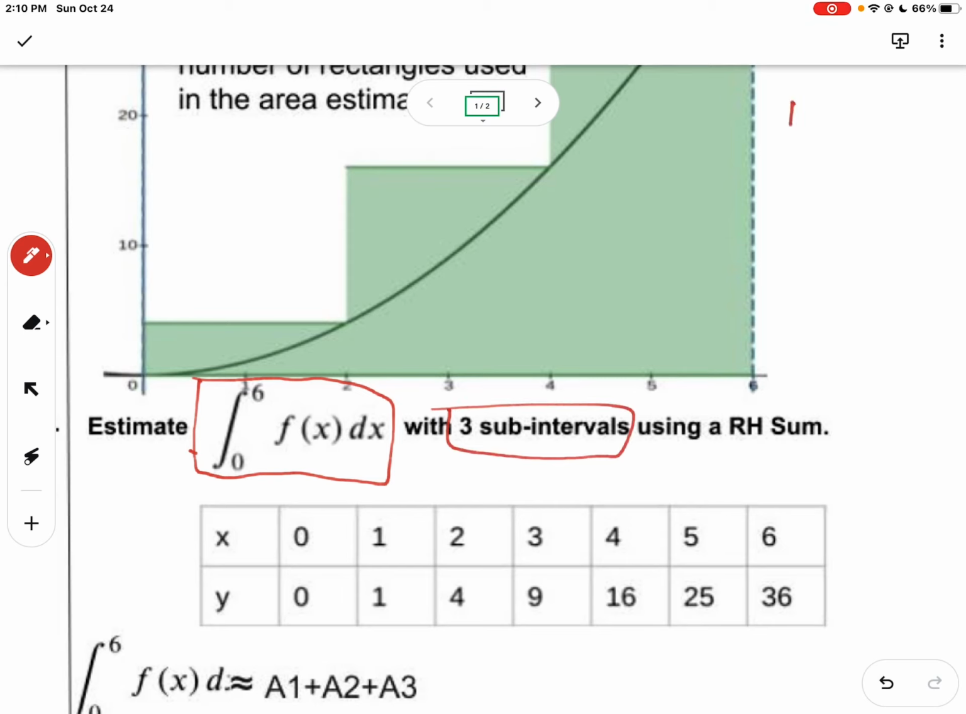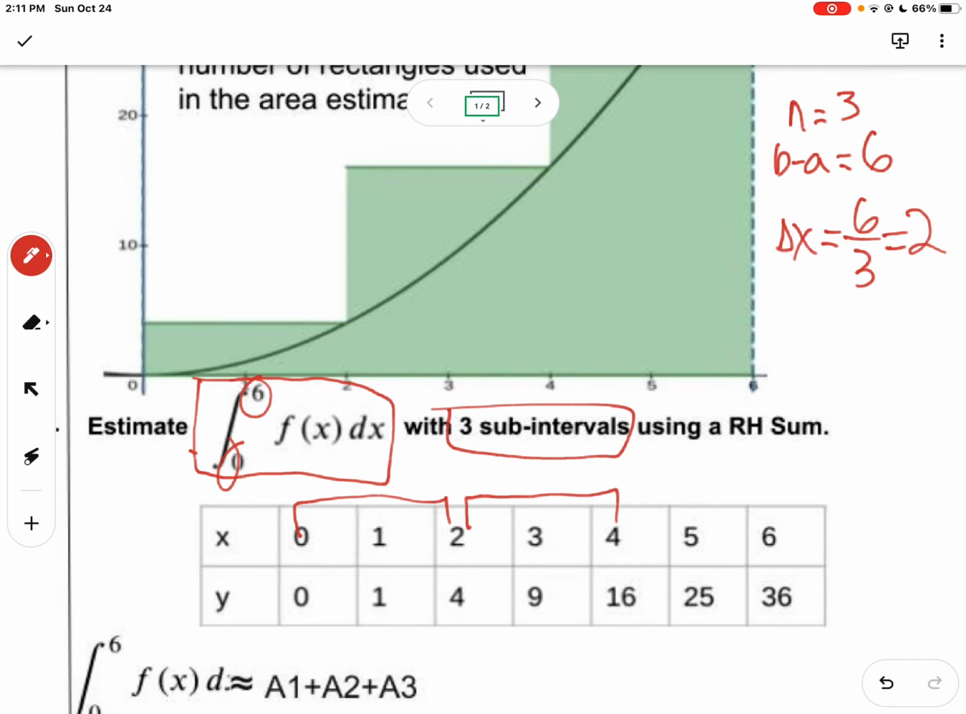So n represents the number of rectangles, which is the number of intervals. That's 3. That's a there, and that's b. So the total width over which I'm doing that is b minus a, and that represents 6. And then that means delta x, the width of each rectangle: 3 rectangles go into a total width of 6 two times. So the width of each rectangle is going to be 2. So I draw from 0 to 2 for the first rectangle, the second rectangle will be 2 to 4, and the third rectangle will be 4 to 6.